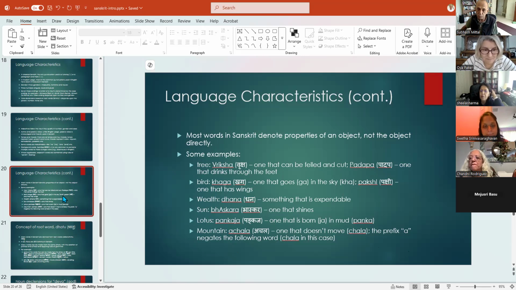So that's a very, very beautiful aspect of Sanskrit. These names represent actually the characteristic or the properties of that object.